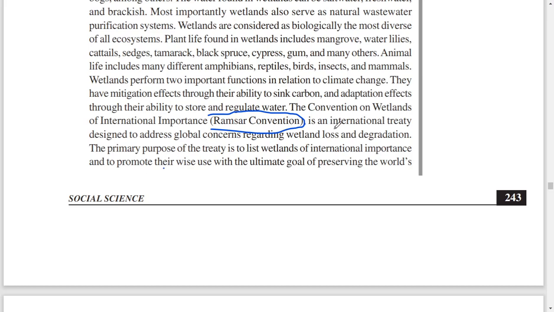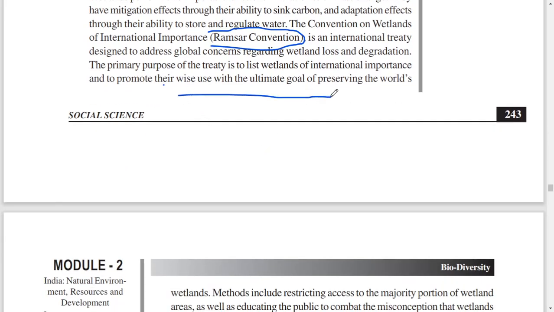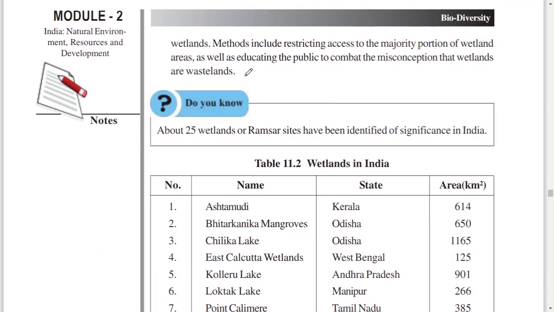This Ramsar Convention is an international treaty designed to address global concerns regarding wetlands loss and degradation. The primary purpose of the treaty is to list wetlands of international importance and to promote their wise use, with the ultimate goal of preserving the world's wetlands. Methods include restricting access to the majority portion of wetland areas, as well as educating the public to fight the misconception that wetlands are wastelands. Wetlands are not wastelands. Wetlands are valuable resources for the earth, for us.